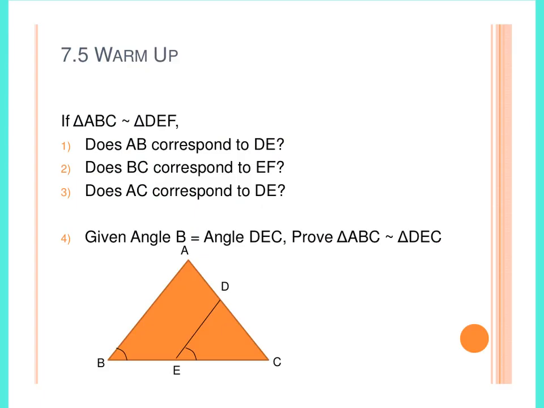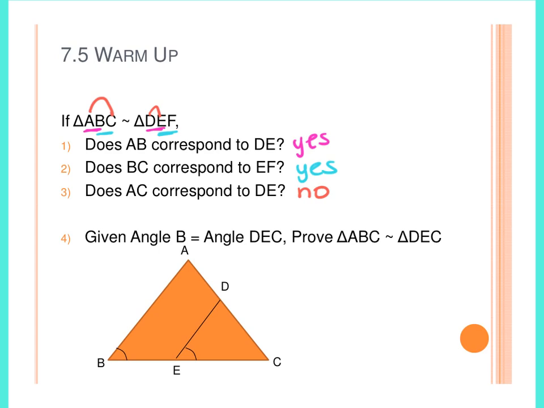Okay, 7.5, we had our similarity statement. It says triangle ABC is similar to triangle DEF. Does AB correspond to DE? So AB would match up with DE, and that's a yes. The order of the letters is important. Does BC match up to DE? Nope. Or sorry, to EF, yes. That's a yes. Does AC, which is first and last, match up to DE? And that's a no. So the order of the letters is important.